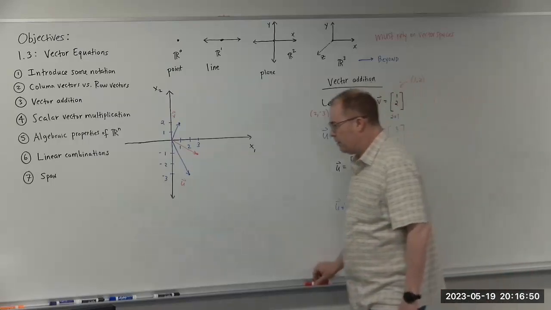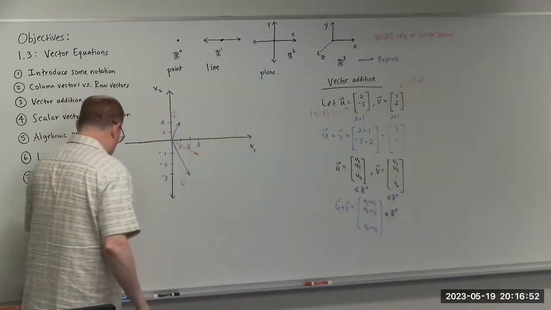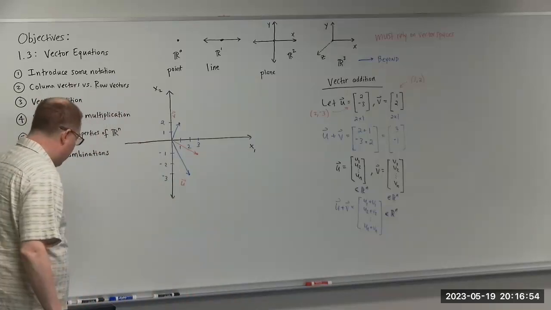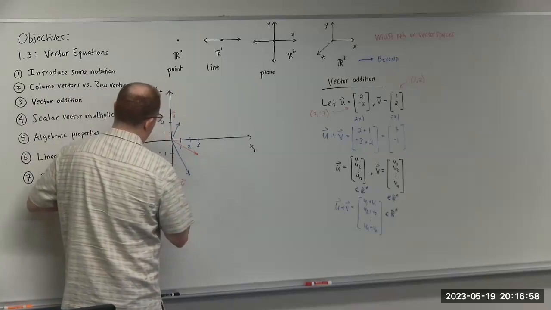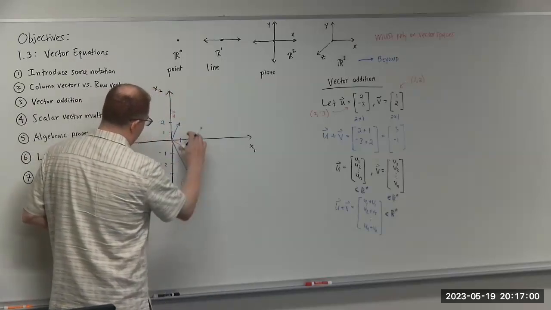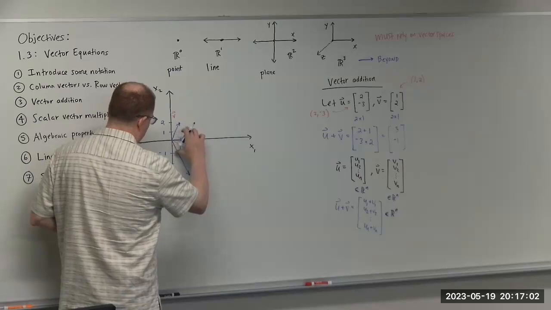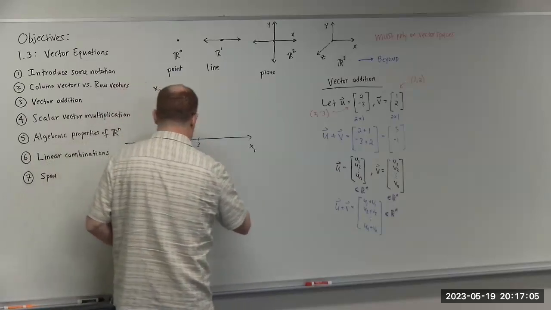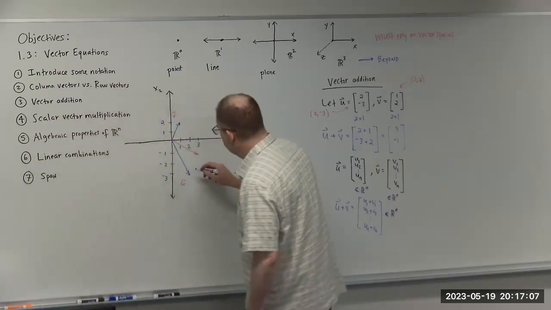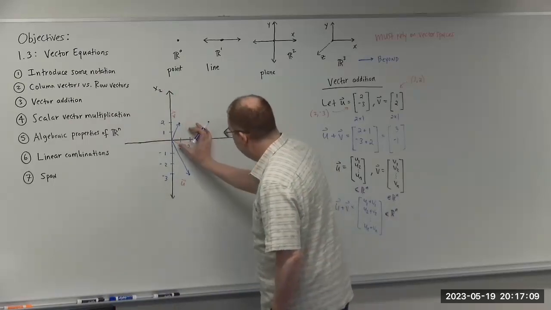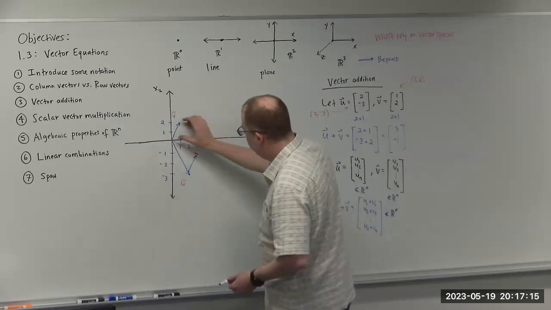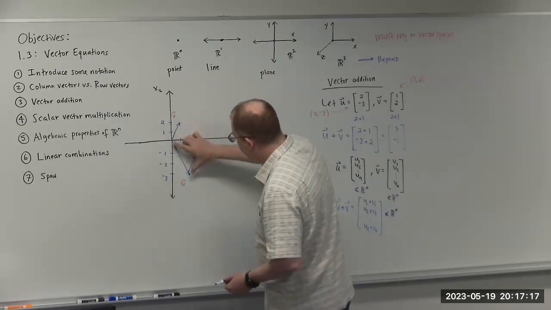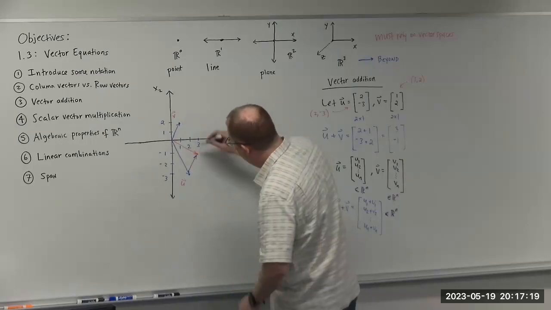Now look at this. Geometrically, this is what's happening here. So we have this one. What we can do is take this vector and slide it down. We can take this, slide it down here, and then take this one, sorry, this one, and slide it over here.